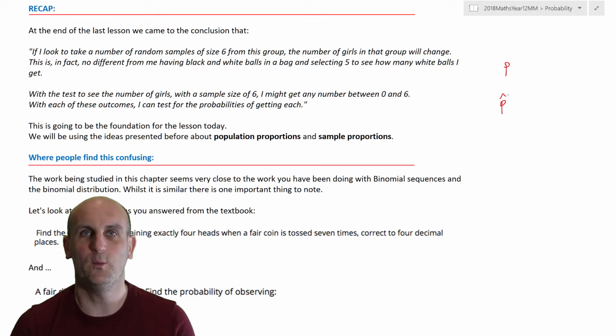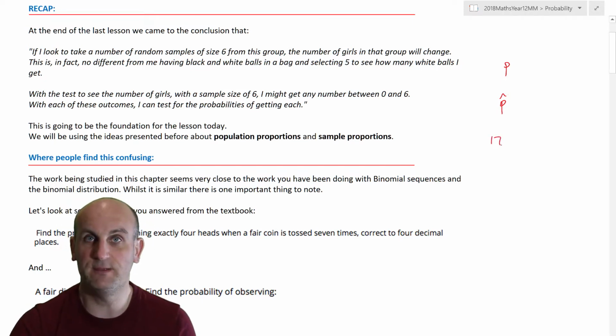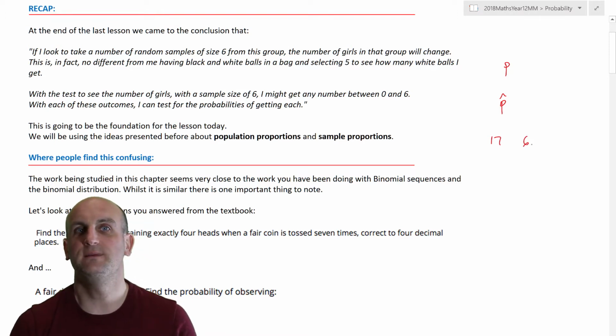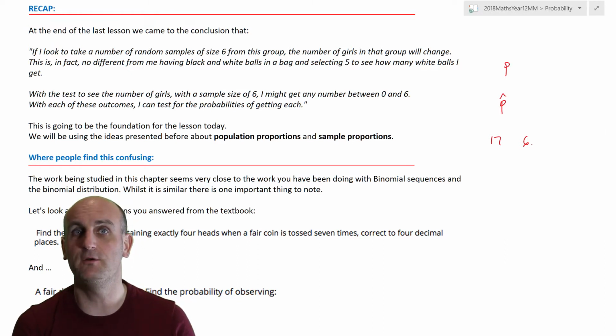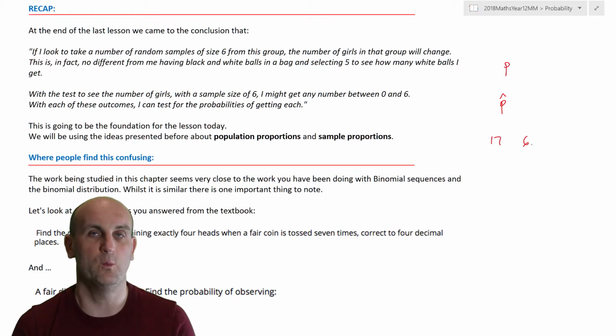And I think one of the ones I was looking for recently was if I had a group size of 17 people and I chose 6 people from that, I'd want to maybe see how many of those 6 were girls. What's really important to note is that the number of girls in that group will change. For every 6 people I choose, I will probably end up with a different number of girls. I may end up with a higher probability of 3 girls being chosen than 1, but that's very much what this video is dealing with.